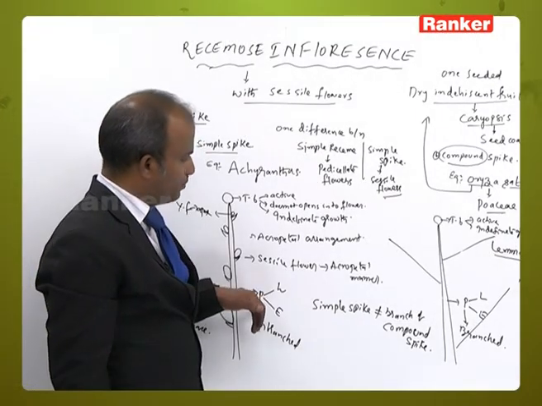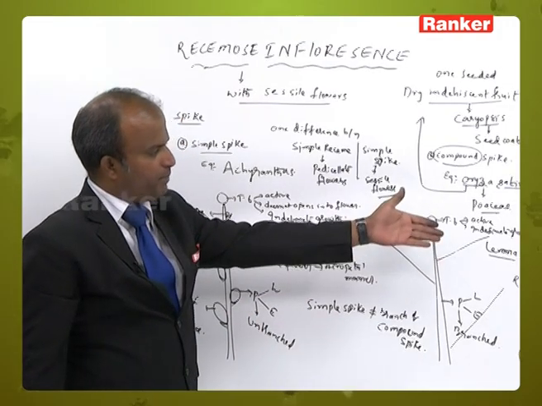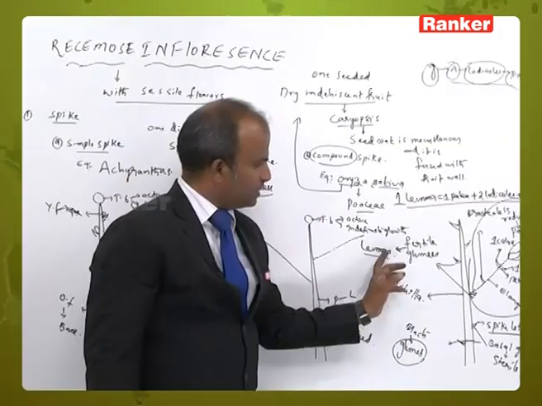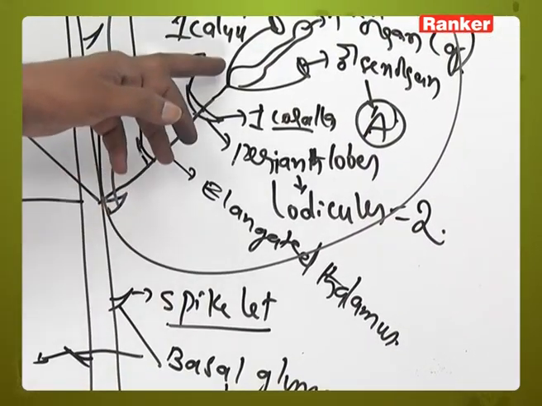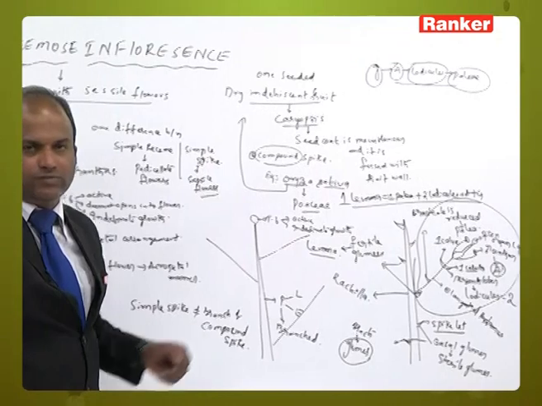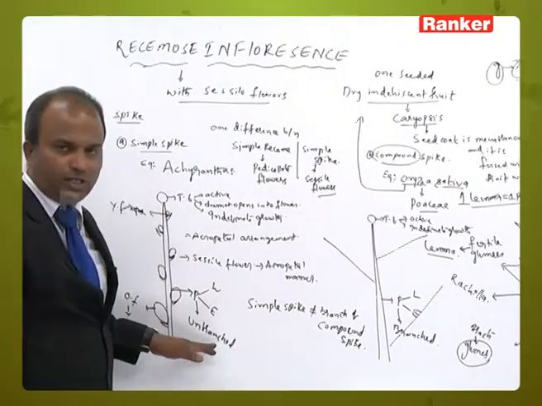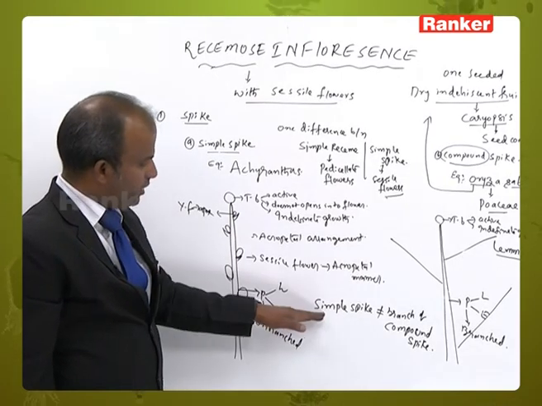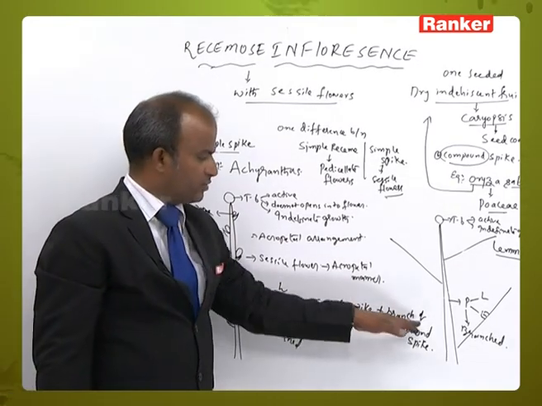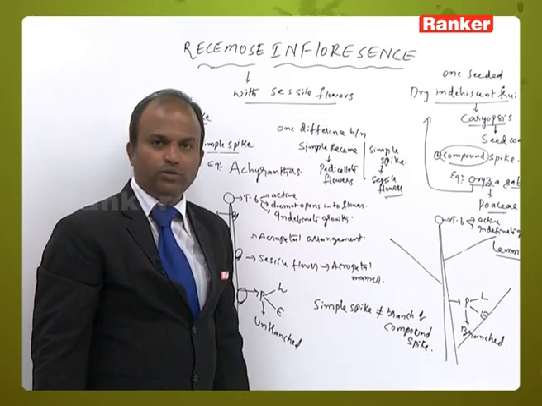Why? Because in a simple spike we cannot see the lemma, palea, and lodicules. These structures are absent in a simple spike. That means a simple spike is not equal to a branch of a compound spike.